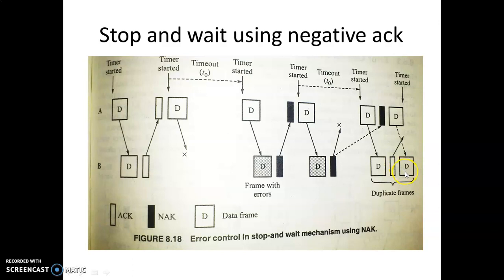Now what is the issue over here at the receiver? We received two frames which are the same. This is how duplicate frames occur, and then there will be a problem over here.